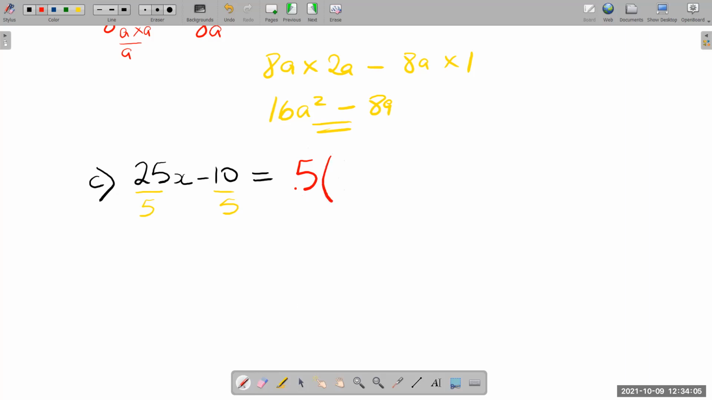When I open the bracket, what will be left back after dividing 25 by 5? 5. Did I trouble the x? No, so I write it back. You put the subtraction sign. And then 5 into 10 goes twice. Let's see if that would be the correct answer. 5 times 5 is 25. 5 times 5x is 25x minus 5 times 2 is 10. That's correct.